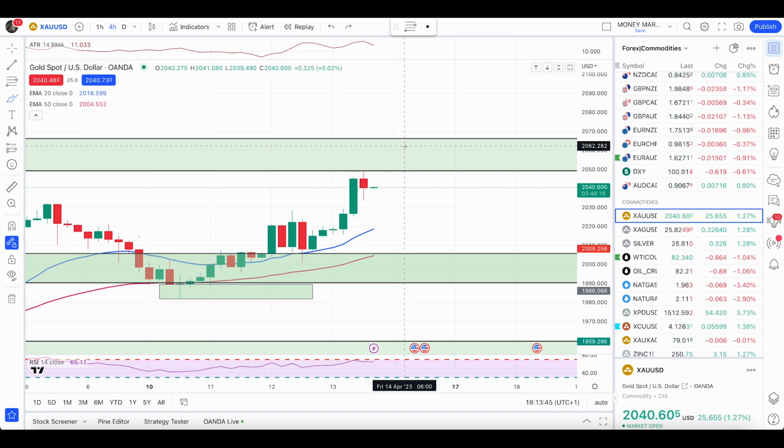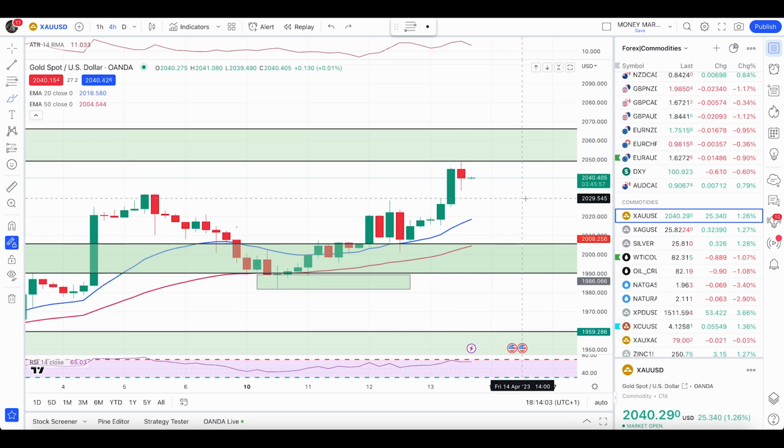Now entering sell trades only once the price hits this zone. Otherwise, if the price pulls back, hits 50 EMA, bullish engulfer, I will take another long trade. In that case, we will have a double top pattern. So keep looking for condition. If the price hits this zone, we will enter our sell trade.